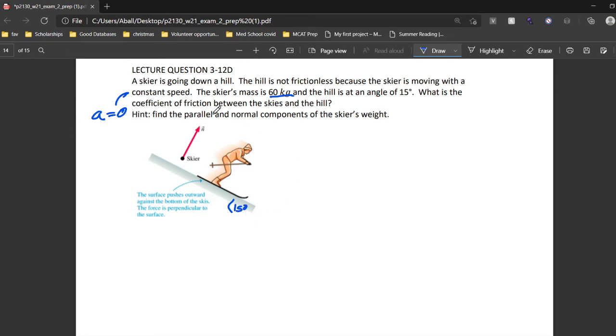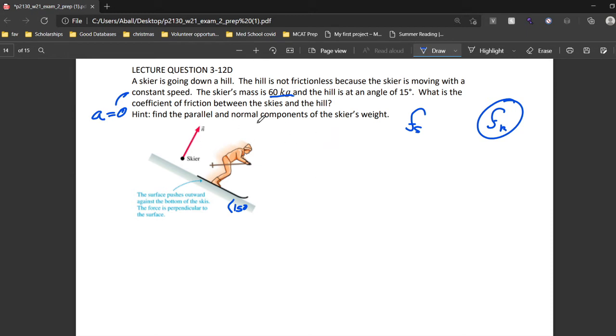What is the coefficient of friction between the skis and the hill? So right away, which equation would we be using? Would we be using the one for static friction or kinetic friction? The answer is kinetic friction, and that's because the skier is moving, so it must have overcome the static frictional force in order to begin moving, and now the force of kinetic friction is being applied onto the skier.